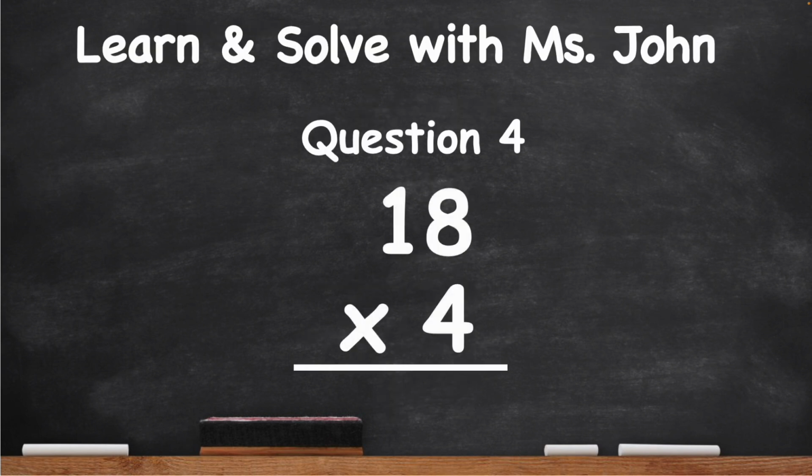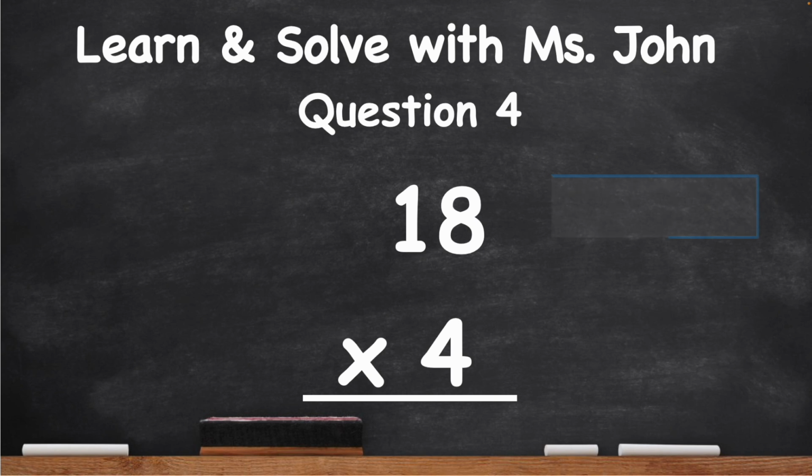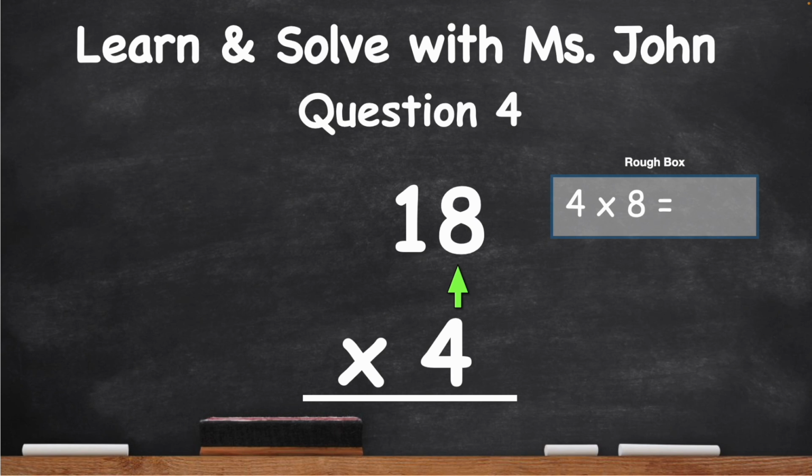Question number 4, 18 times 4. We're going to first complete this question by doing 4 times 8. So in the rough box, we're going to write 4 times 8. 4 times 8 equals 32. So we're going to bring the 2 to the ones column of the answer section, and we're going to carry the 3 over to the tens column.